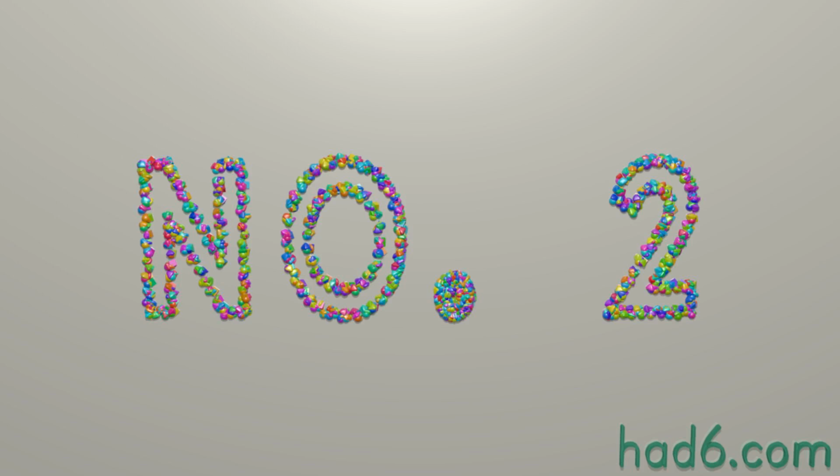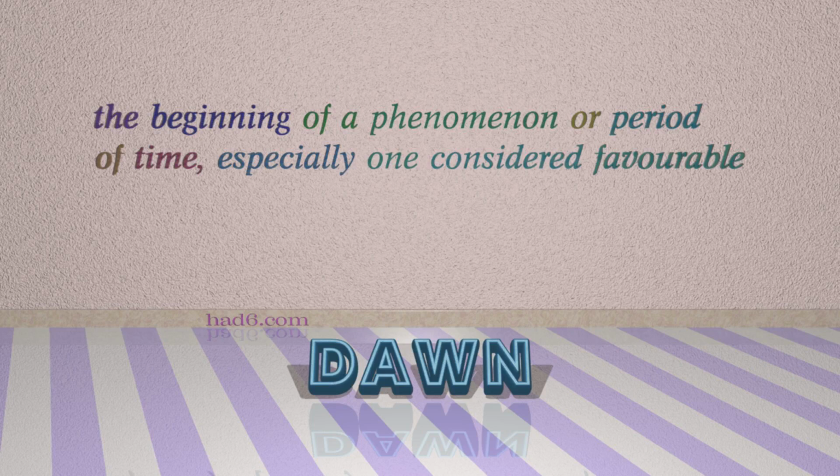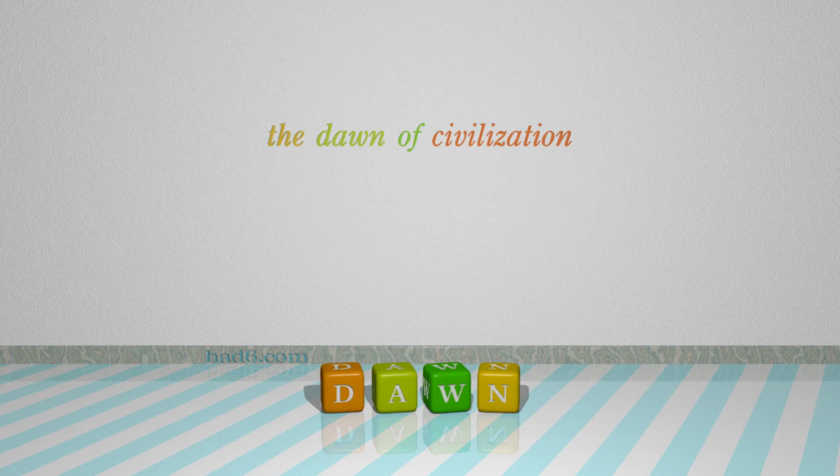Number 2. Dawn. Which means the beginning of a phenomenon or period of time, especially one considered favorable. Dawn. For example, the dawn of civilization.